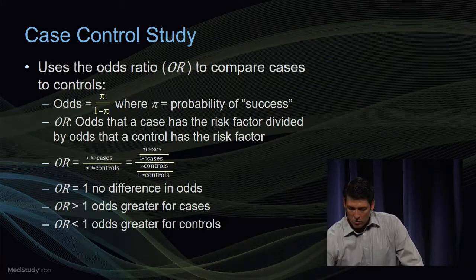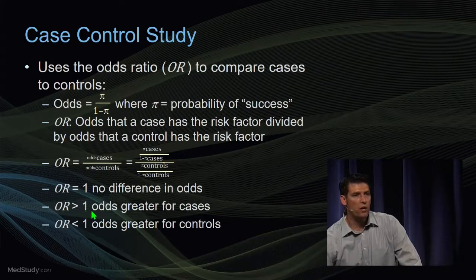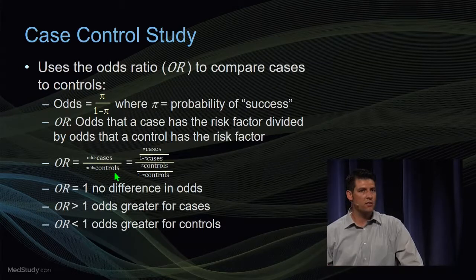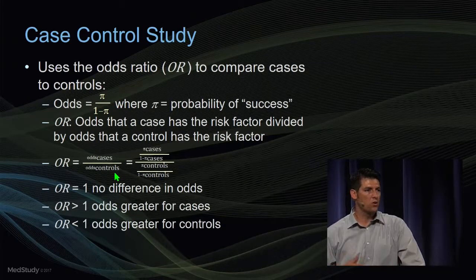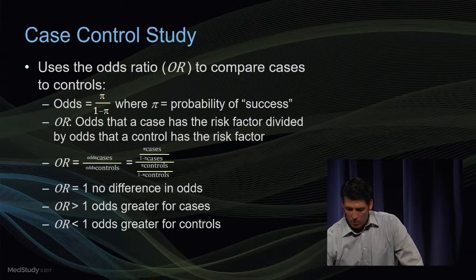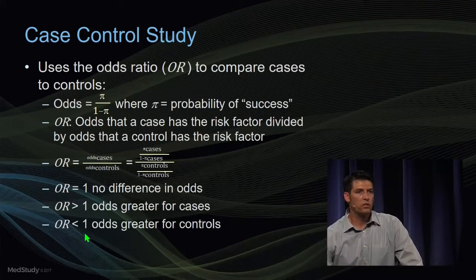If the odds ratio is greater than 1, then the odds in the numerator were larger than the value in the denominator. So the success to failure ratio for the cases is larger than the success to failure ratio in the controls. Likewise, an odds ratio less than 1 means the odds were greater for the controls than they were for the cases.